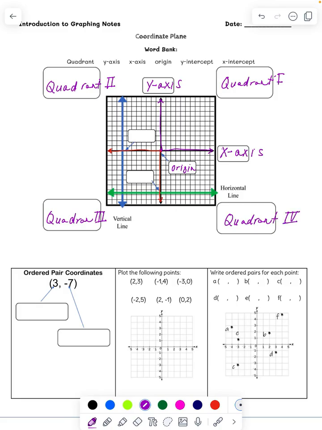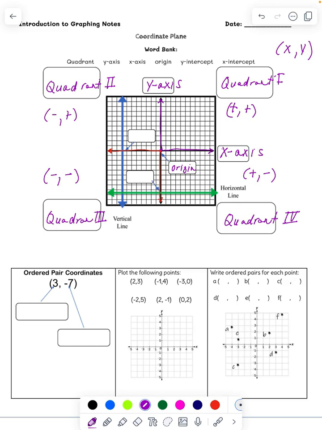All right. Now remember, if the purple lines are the positives, in quadrant 1, you're going to have a positive and a positive. In quadrant 2, you're going to have a negative and then a positive. In quadrant 3, you're going to have a negative and a negative. In quadrant 4, you're going to have a positive and then a negative. Why is that? Well, because every point on this coordinate plane is made up of an X and a Y. So it's made up of a point from the X-axis and then a Y-axis. Okay?